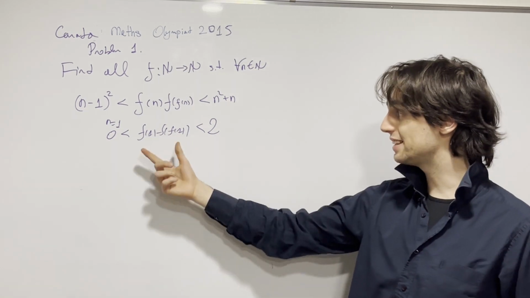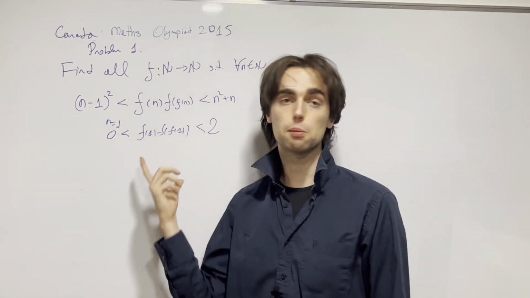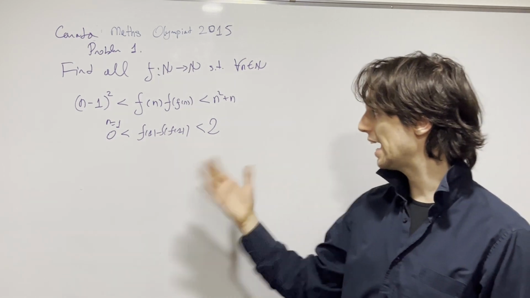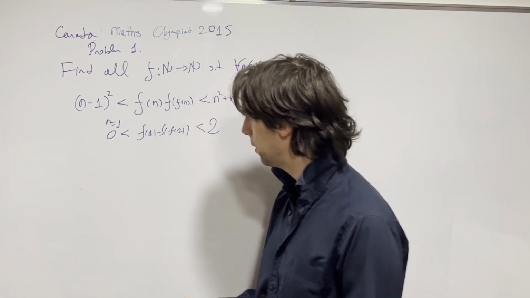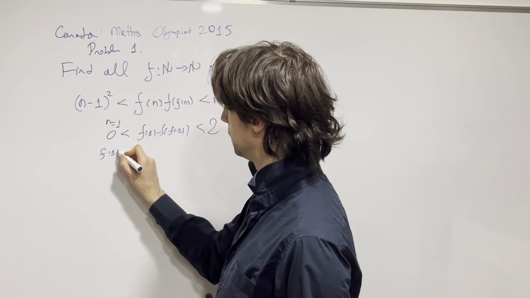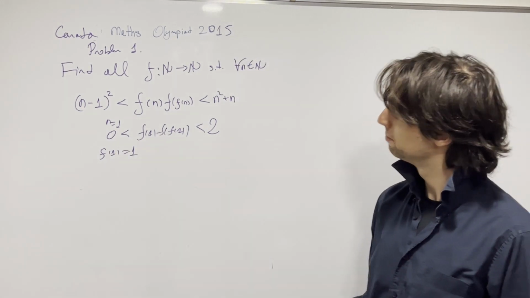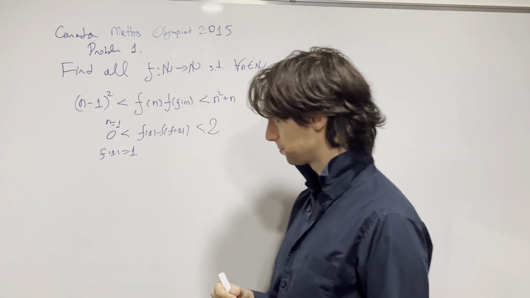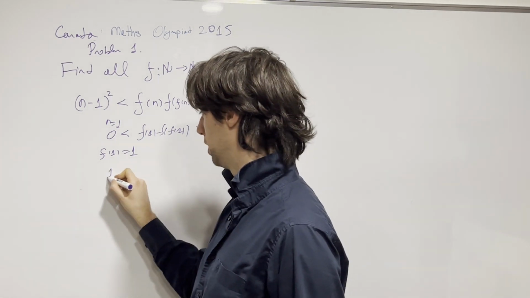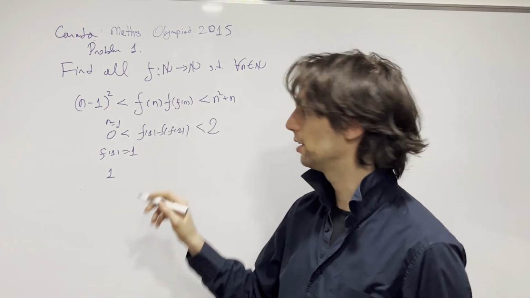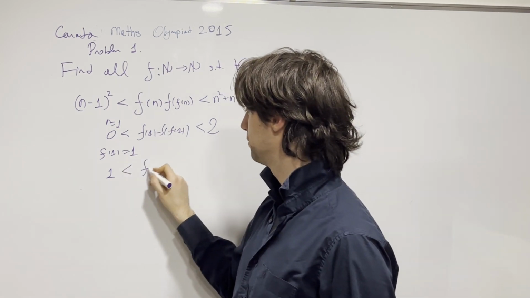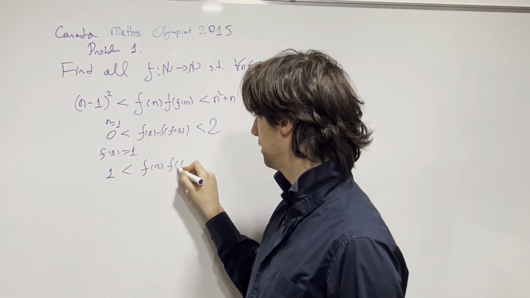Because a times b is 1 and a and b are both natural numbers, both a and b need to be 1. So f of 1 is equal to 1. Oh, that was nice. We just got f of 1, just like that. Now let's go for 2. We have 2 minus 1 squared, which is 1, is less than f of 2 times f of 2.